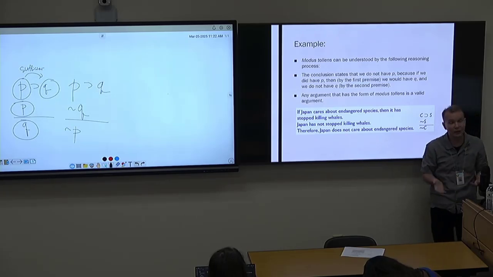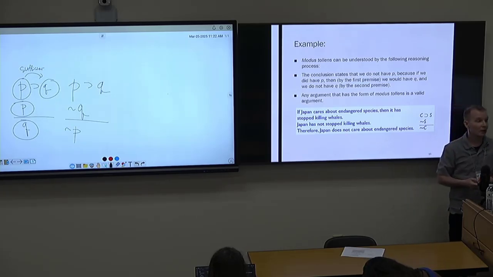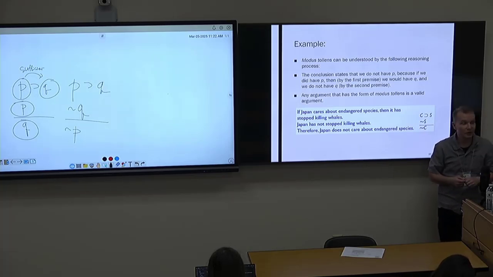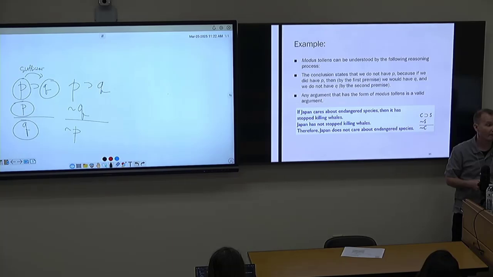Here's an example of an argument which has this form. If Japan cares about endangered species, then it has stopped killing whales. Japan has not stopped killing whales, right? Therefore, Japan does not care about endangered species.